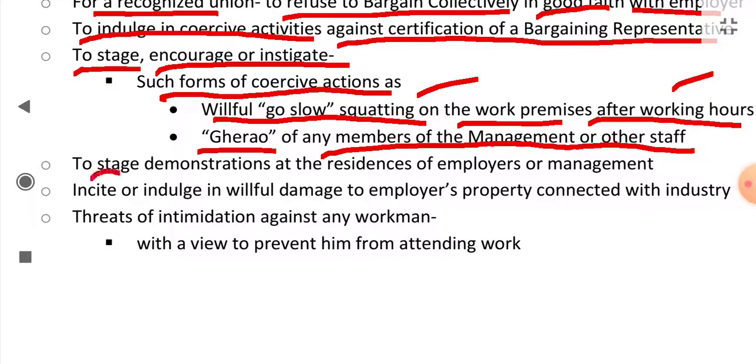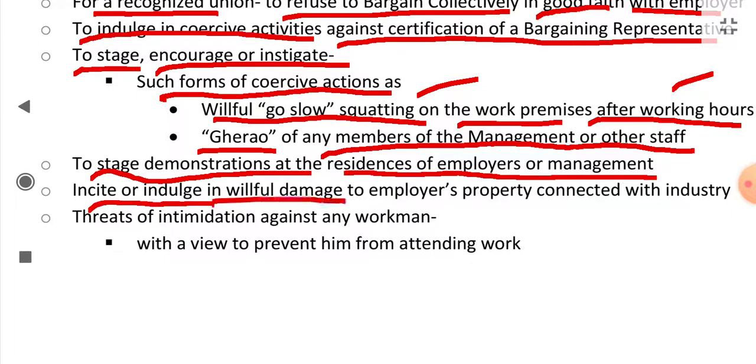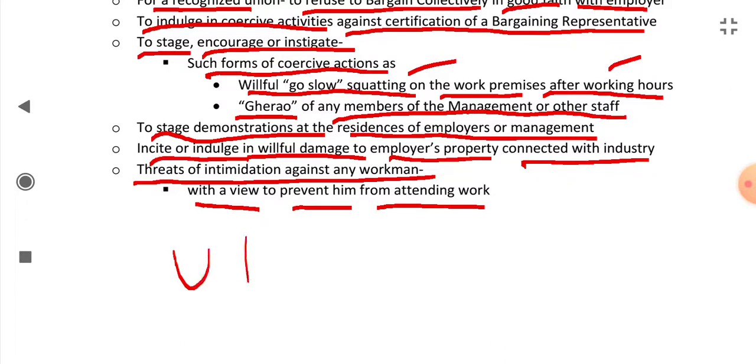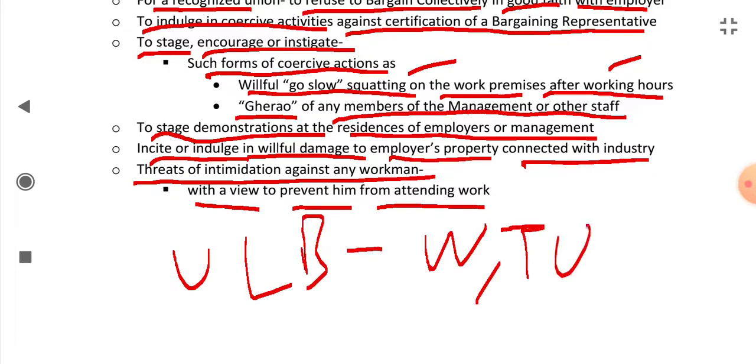To stage demonstrations at the residences of employer or management, to incite or indulge in willful damage to employer's property connected with the industry, or threats of intimidation against any workman with a view to prevent him from attending work. These all come under unfair labor practices by workmen or their trade unions. Okay.